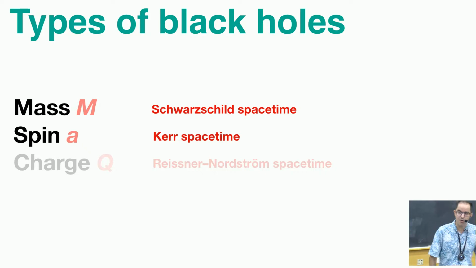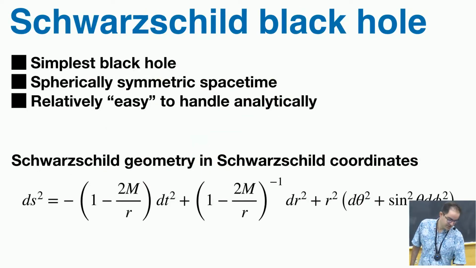So from now on, when we talk about astrophysical black holes, we will only consider mass and spin as the fundamental parameters. So we will have the Schwarzschild black hole solution, the first more or less simple solution of the Einstein's equation for a spherically symmetric geometry around a spherically symmetric object. Okay, it's the simplest black hole. It's relatively easy to handle analytically, of course, depends on what you want to do.